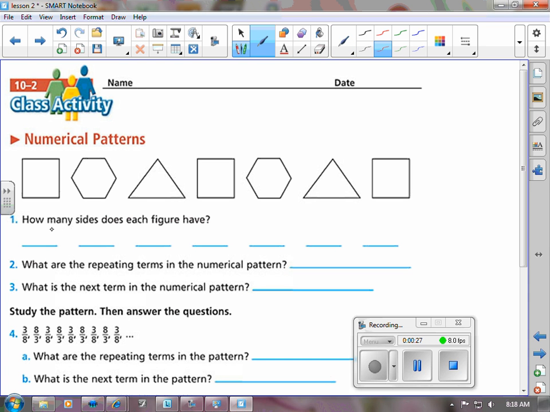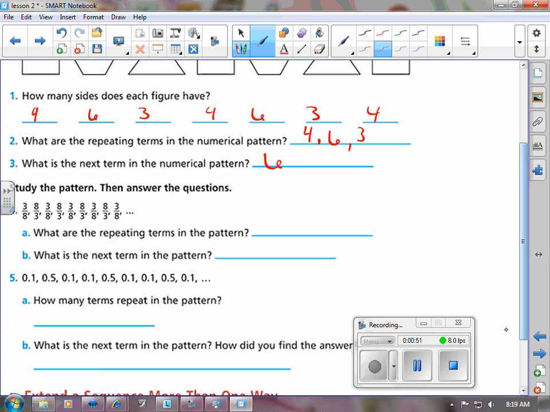Welcome back. You should have found the pattern 4, 6, 3 as far as number of sides that each of the shapes have. So my repeating pattern is 4, then 6, then 3. The next term in the pattern, therefore, would be a 6. Again, we've got 3/8 and 8/3, 3/8 and then 8/3. So the repeating pattern is 3/8, then 8/3. The next term in the pattern, because it ends in 3/8, would be 8/3.